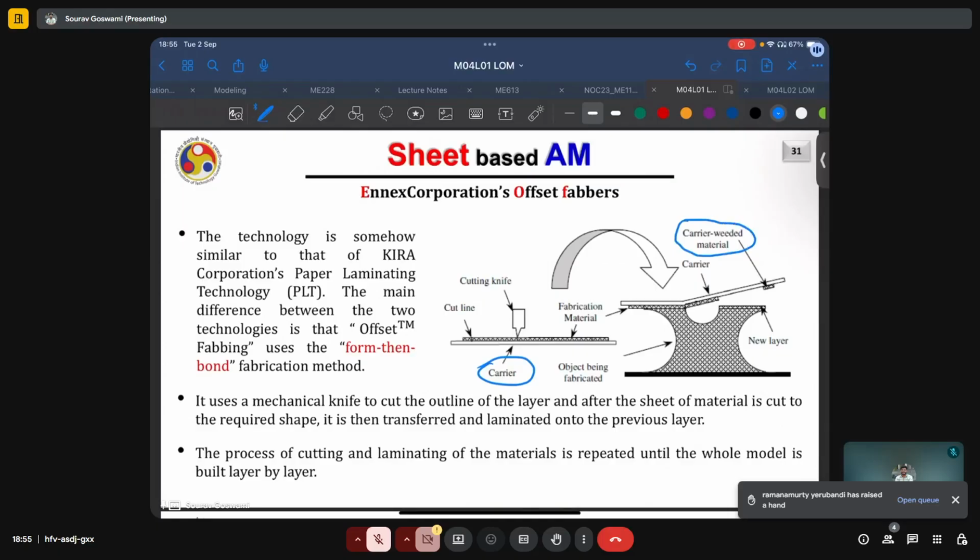It uses a mechanical knife to cut the outline of the layer after the sheet of the material is cut to the required shape, which is then transferred and laminated onto the previous layer. And the process of cutting and laminating of the materials is repeated until the whole model is built layer by layer. Here again, despite using a cutting knife, we must be very careful with the depths of cut that we're taking, because the carrier plate might end up getting damaged, which is undesirable because it will not be replaceable.